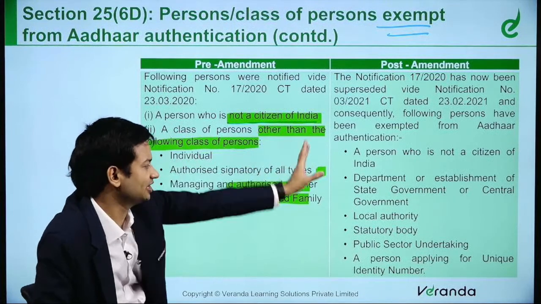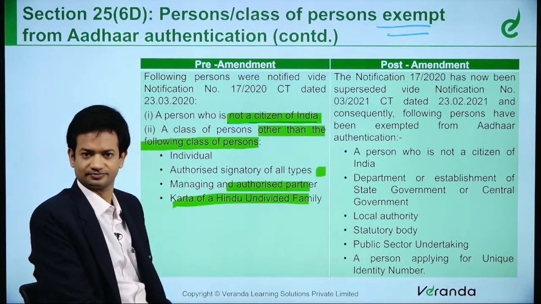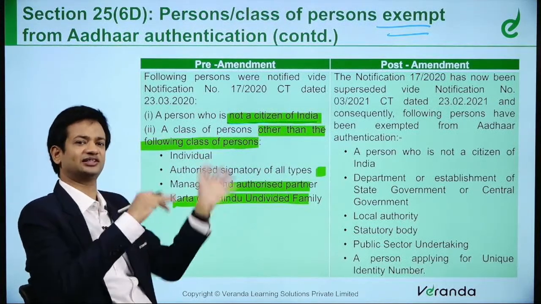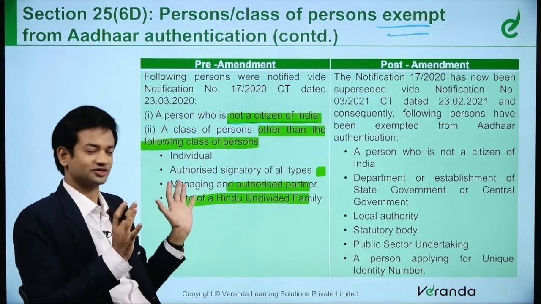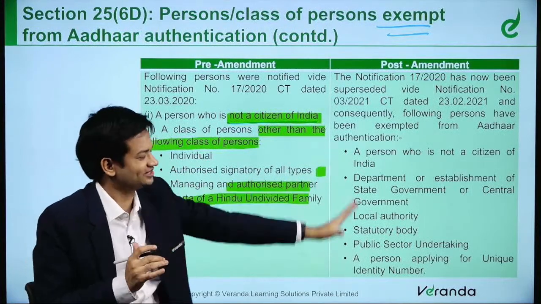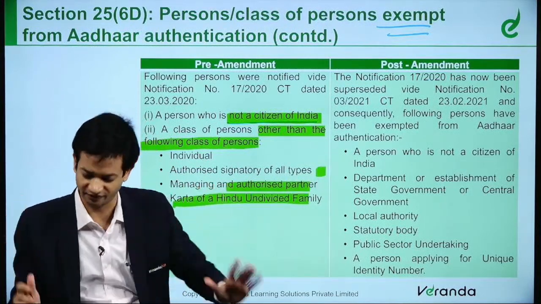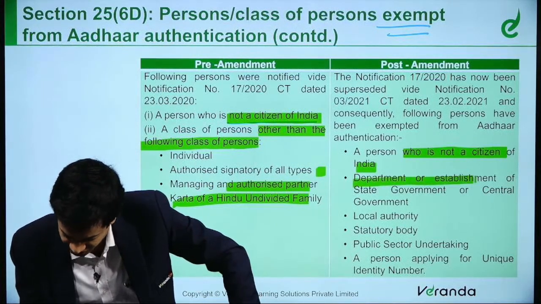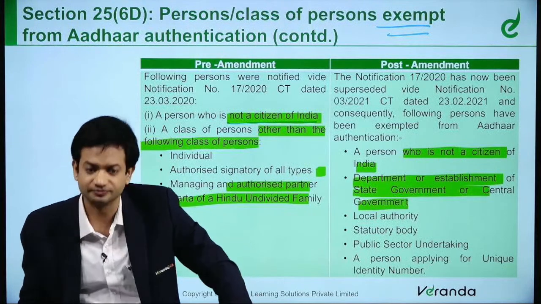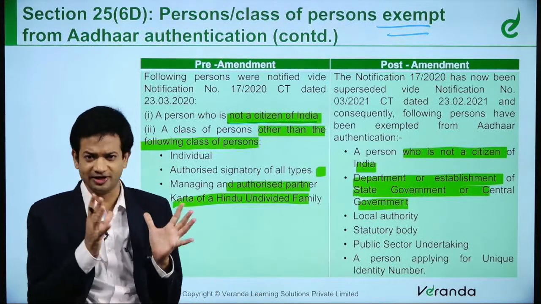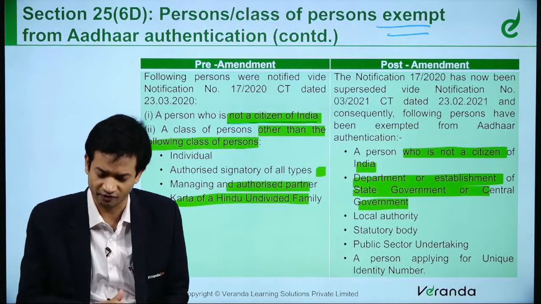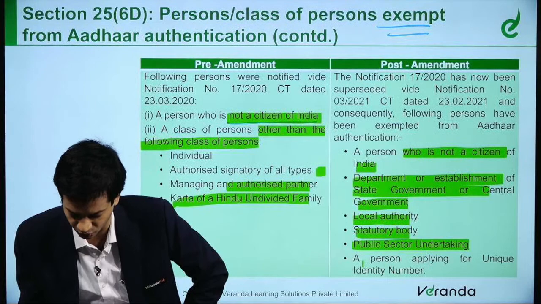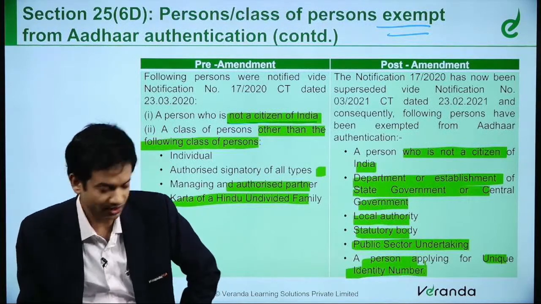Now who are exempted, they have clearly defined. These are the people who are exempted. Here they have said anyone other than these are exempted. Other class of persons. What are other class? So here they have clearly said these are exempted from Aadhaar authentication. Who? A person who is not a citizen of India, same. Then department or establishment of state government or central government. Government departments or any establishment under the government, any department of government not required. Local authority, statutory bodies, public sector undertaking, PSU, a person applying for UIN, unique identity number.